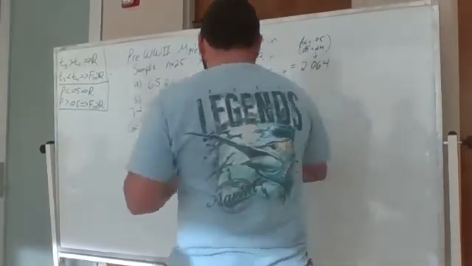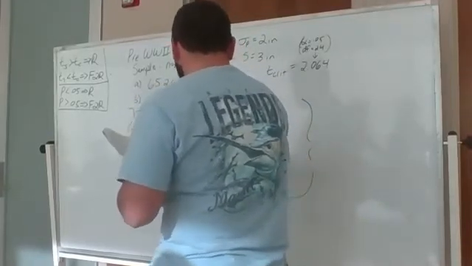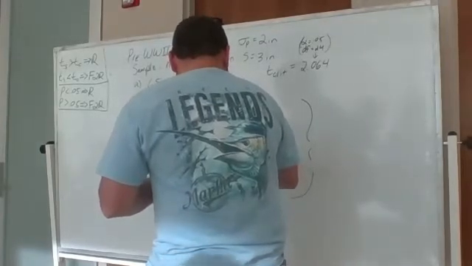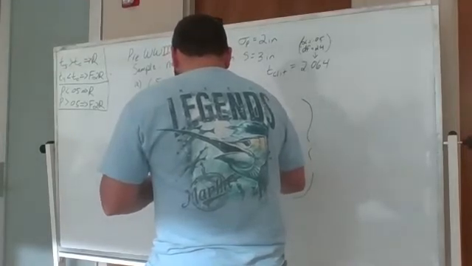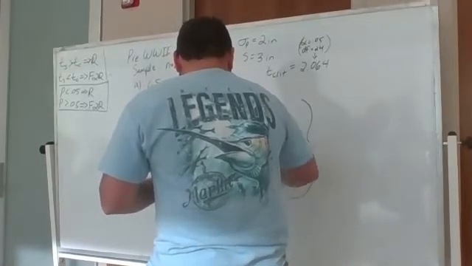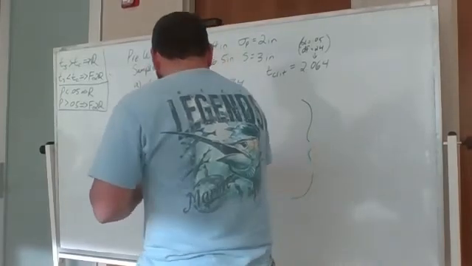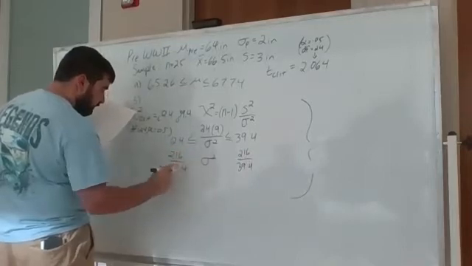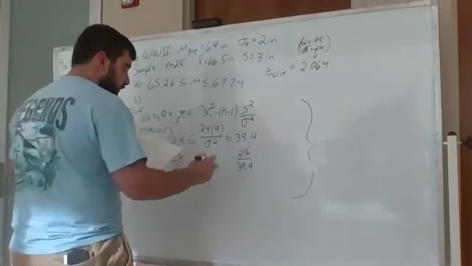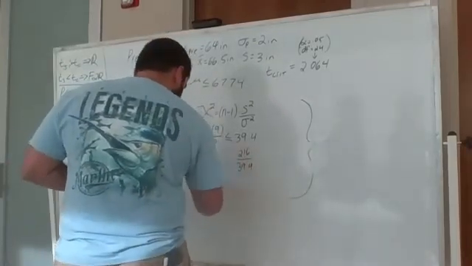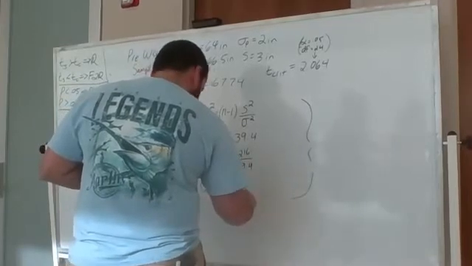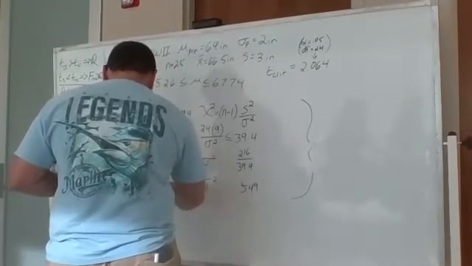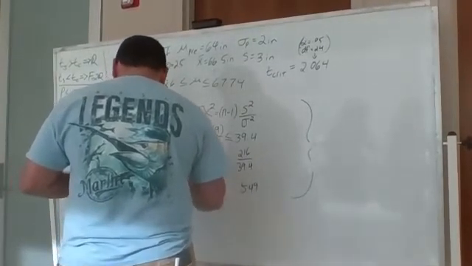And then we divide 216 by either of these bounds to find the center. So 216 divided by 39.4, and then 216 divided by 12.4, and you should get 5.49 and 17.42 or something right around there.